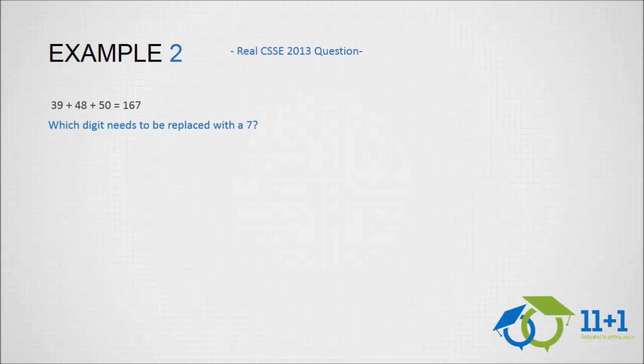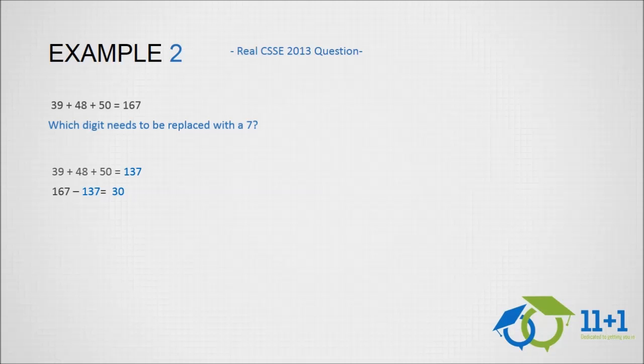Okay, so once again we're going to find out what the actual answer is. 39 plus 48 plus 50 equals 137. Now we're going to find the difference between our answer and their answer. 167 take away 137 equals 30. So that means one number on the left needs to be increased by 30, or one number on the right of the equal sign needs to be reduced by 30 in order for the answer to be correct.